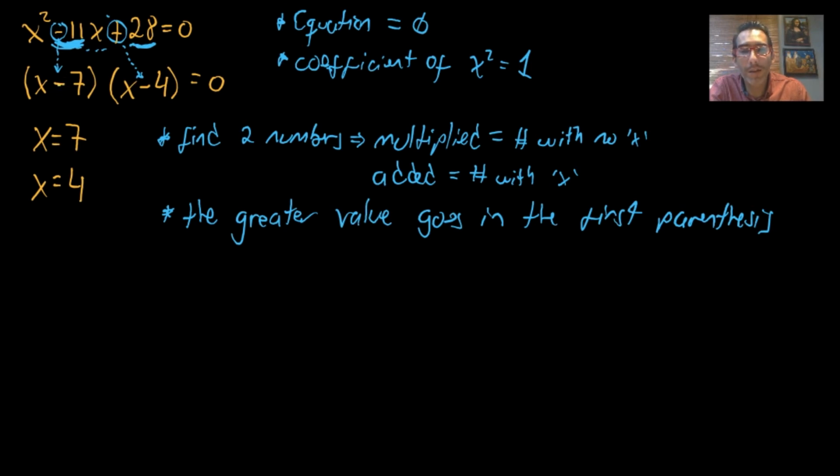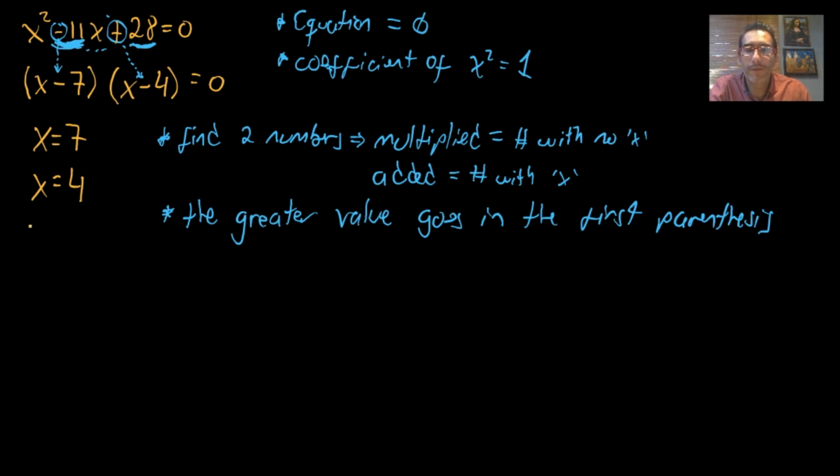It's the same number that you have inside the parenthesis, but with the opposite sign, right? This was x minus 7, so the value of x is 7. In the second parenthesis, it was x minus 4, so the value was positive 4, okay? Those are the values of x.